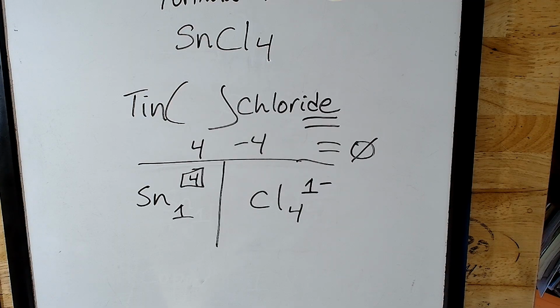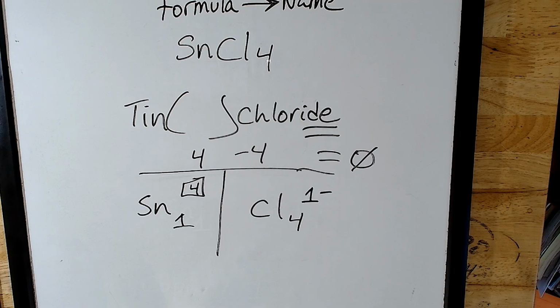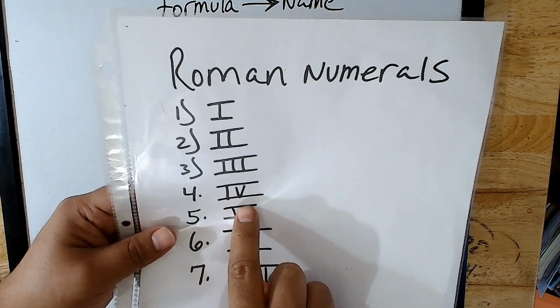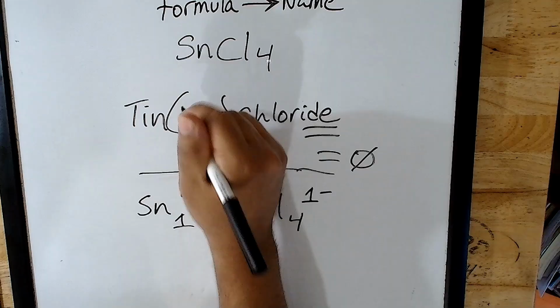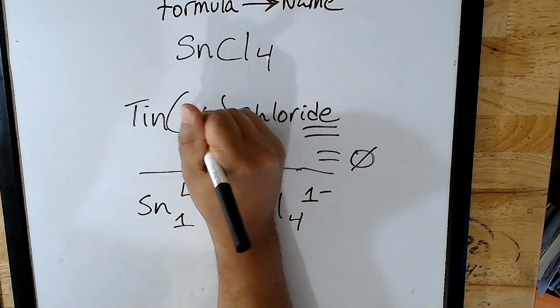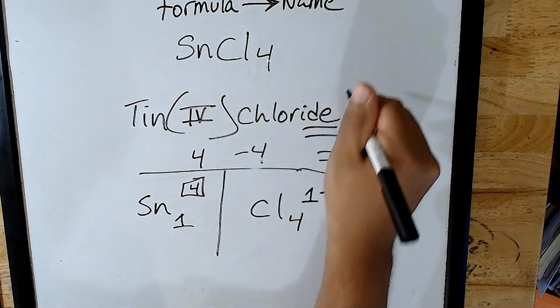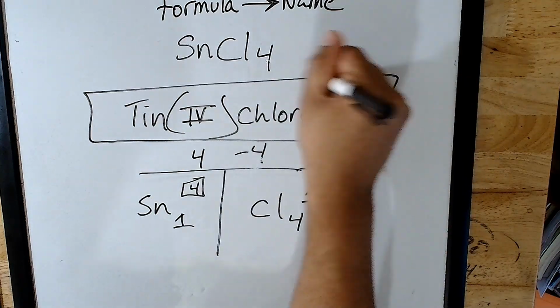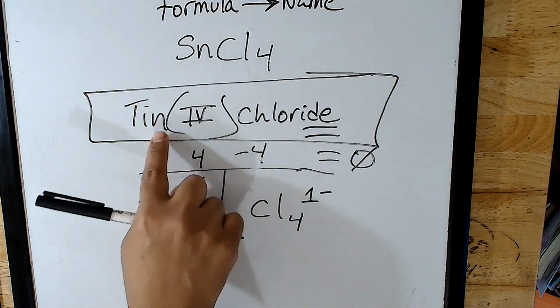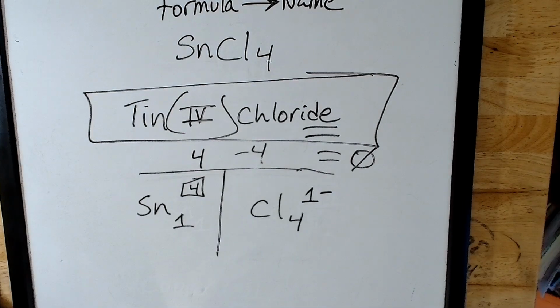The last step is to write the charge of the cation in the form of a Roman numeral in the parentheses. So remember how we write our Roman numeral 4? It's going to be like that. So my chemical name is going to read tin(IV) chloride.